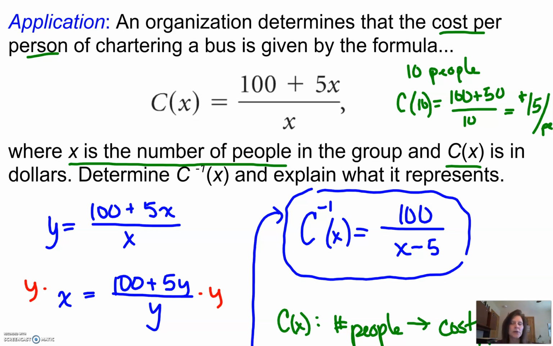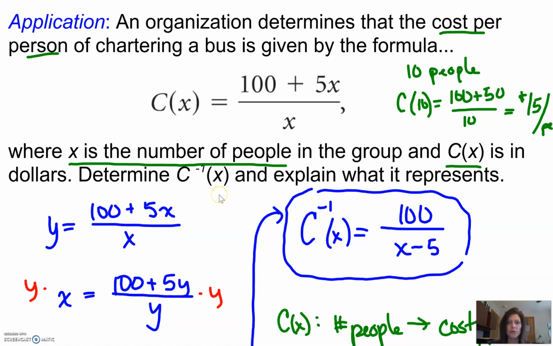Let's look at an example of an application involving inverse functions. In this particular problem, we are given a formula for the cost per person of chartering a bus. My C of x here is the cost per person for chartering a bus given x number of people. We are asked two things.